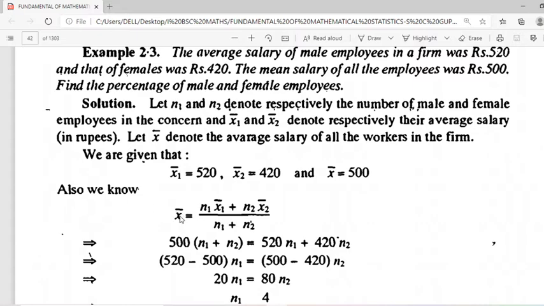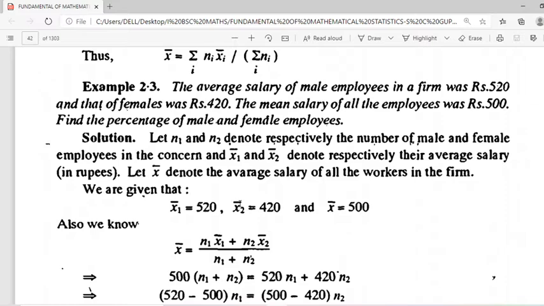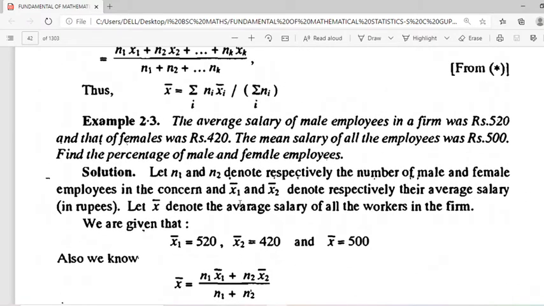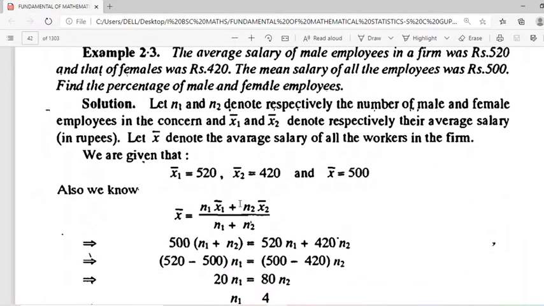So here we have X bar, N1, X1 bar, N2, X2 bar. So there are 5 terms. Among these 5 terms, we may have to find any one of them. The problem will be like that. In this problem, we have to find N1 and N2. In some other problem, we may have to find the combined mean. That will depend upon the requirement of the problem. So you can try to read, write and understand this problem. Similar problems will appear in the examination too.